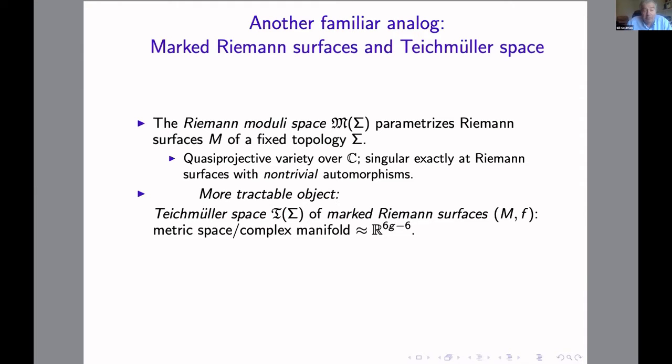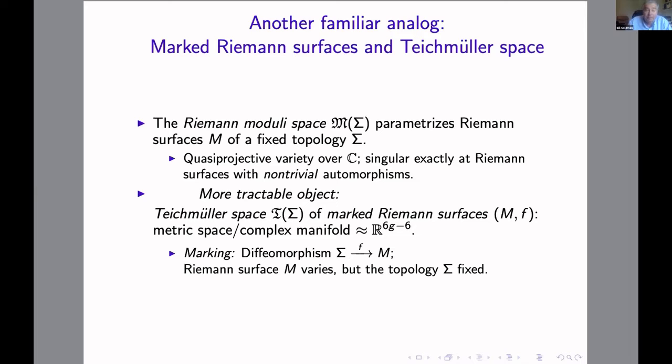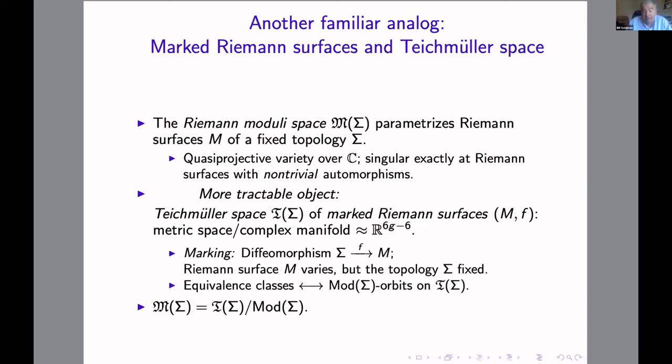A more tractable object is the Teichmüller space, and that consists of marked Riemann surfaces. That's a metric space, a complex manifold, a contractible space of real dimension 6g minus 6. A marking will be a diffeomorphism of the fixed topology sigma to the Riemann surface M. We want to include this structure so that the Riemann surface can vary, but the topology of sigma is fixed throughout the discussion. Then the equivalence classes correspond to the mapping class group orbits on the Teichmüller space, and the Riemann moduli space is the quotient.